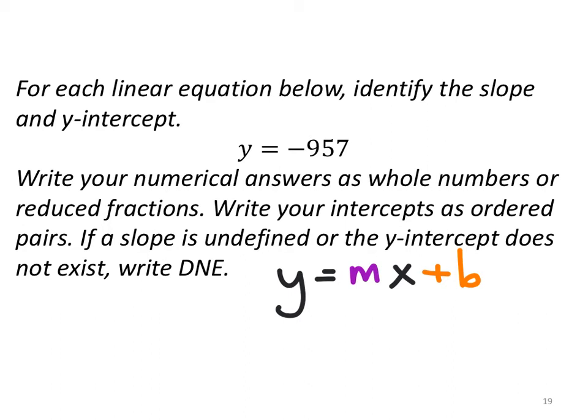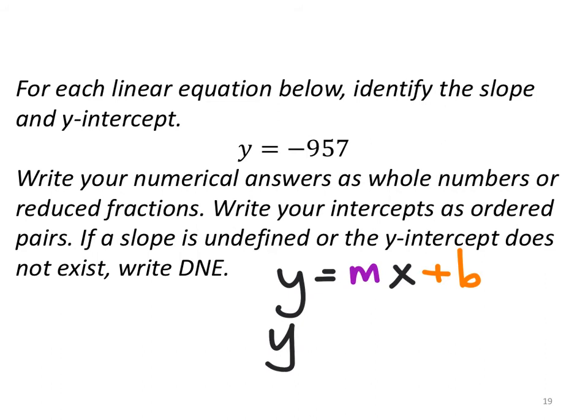Well, some of you are looking at this equation, y equals -957, and they're like, well, I don't see the x. Well, just because you don't see it doesn't mean it's not there, right? That's where we're coming up with this phantom stuff. There is an x there. The question really would be what the coefficient of x is.